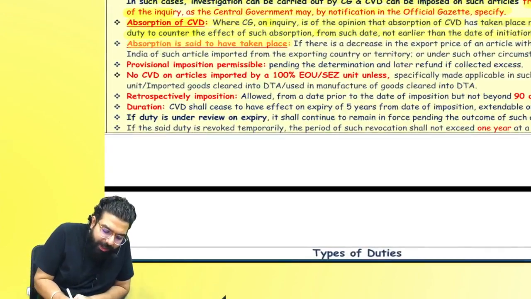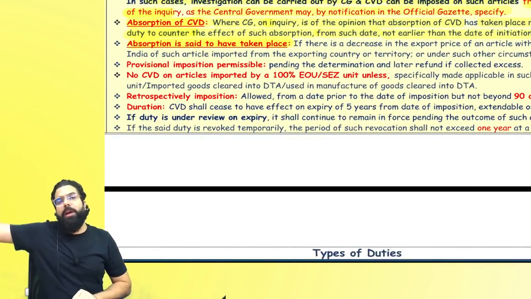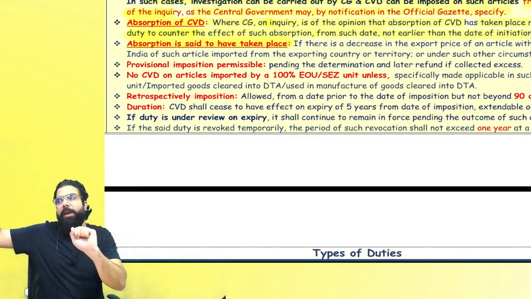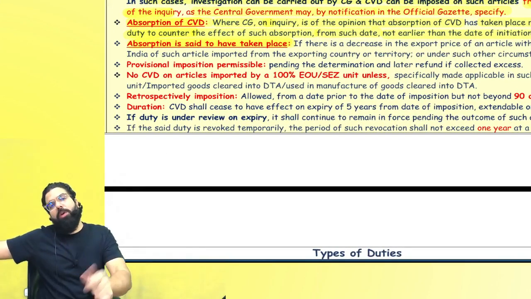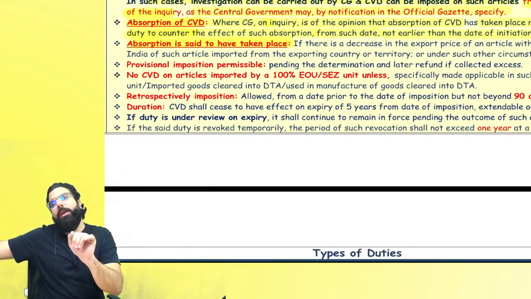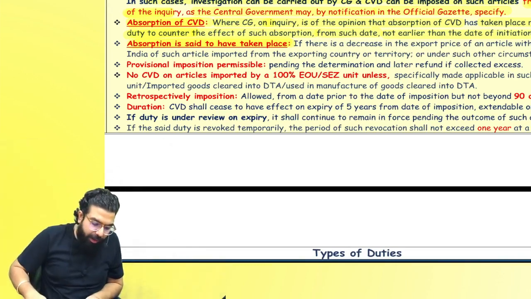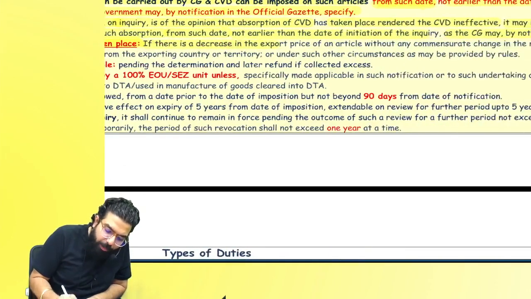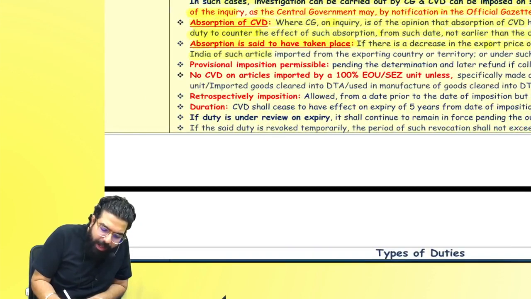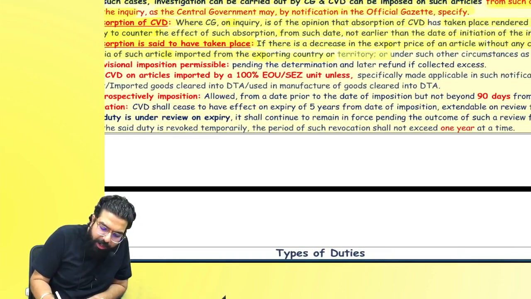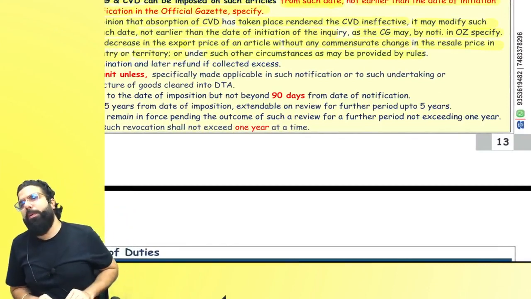Sir, when is it deemed that absorption has taken place? If there is an export price which has come down, India's resale price should also be coming down, but there is no change. What is happening? Export price has come down, but in India it is still selling at the same price. Then it means that absorption has taken place. Everyone, over here, if there is a decrease in the export price of an article without commensurate change in the resale price in India of such article imported from the export country or territory, or under such other circumstances as provided by the rules.